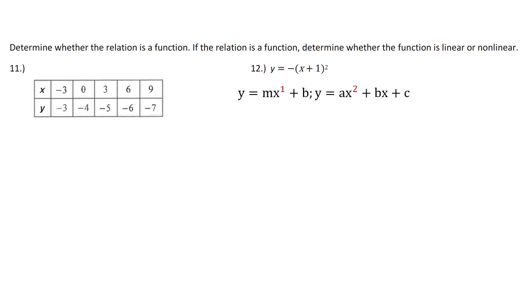But just as a reminder, in the previous one, number 11, we found out that that was linear, and it could be written in slope-intercept form, y equals mx plus b, where the x is linear, it's to the first power. Whereas number 12 is written in vertex form, but there's a square on the outside. You can also put it in standard form, ax squared plus bx plus c.